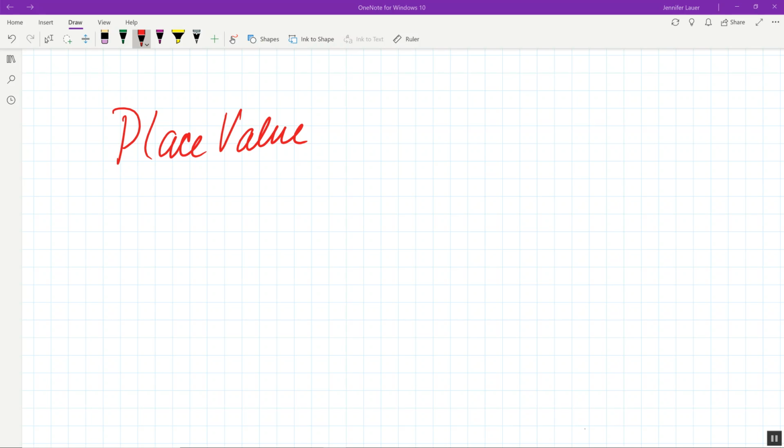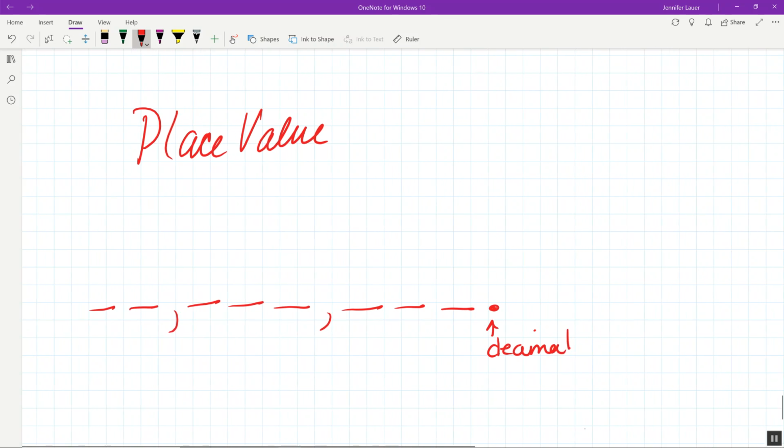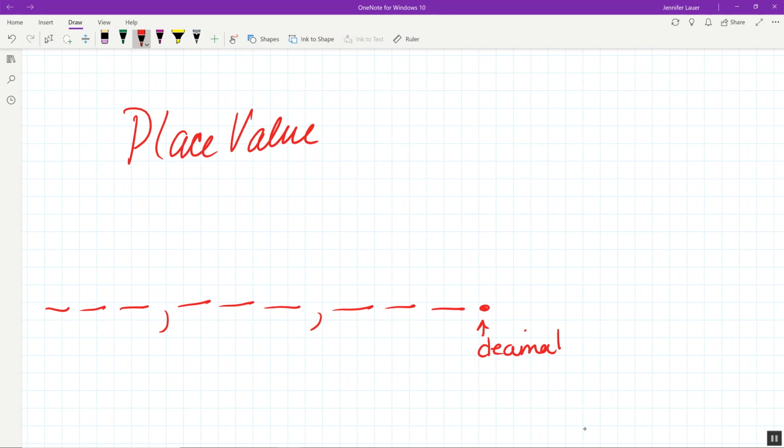Okay, so we're going to do whole number place value. So I'm just going to kind of write these out. So if this right here is your decimal point, I'm going to turn this sideways. All right, let's do that first.